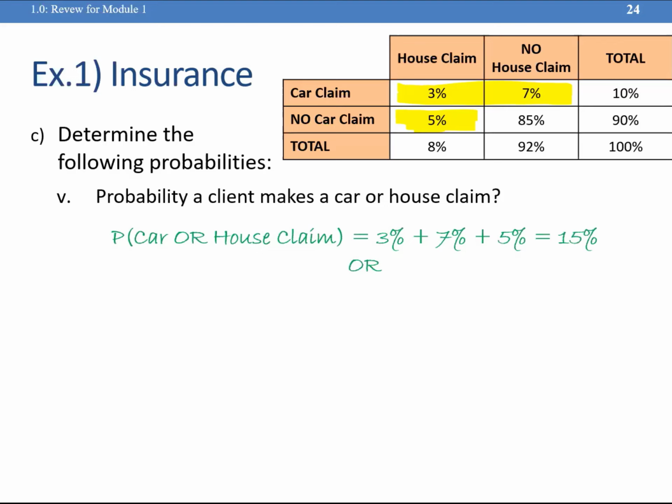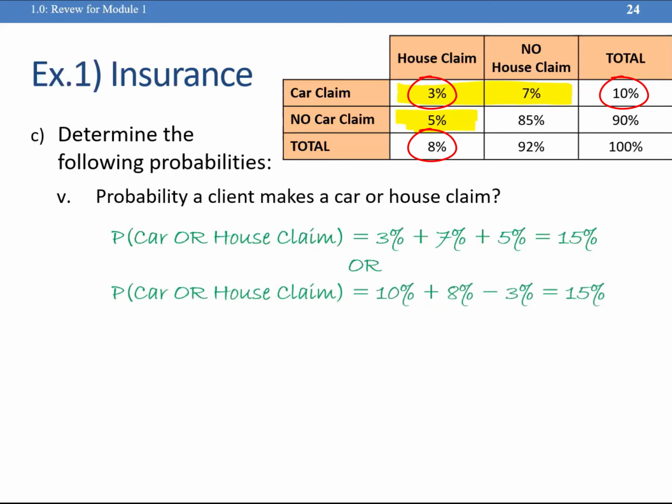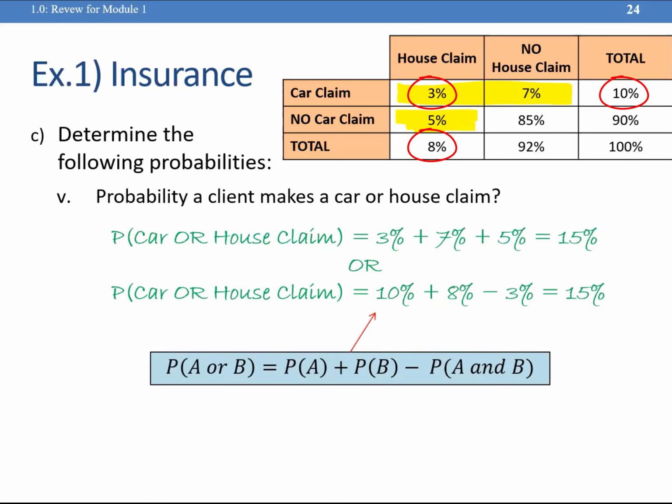So another way you could do this is to look at the totals. I know that I've got 10% in total for car claims and 8% in total for the house claims. But then I would also have to subtract the overlap. So that would be 10 plus 8 minus the overlap of 3%, and I get 15%. And that's our formula.